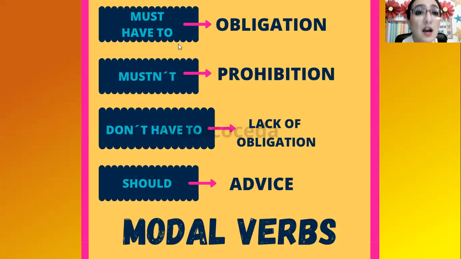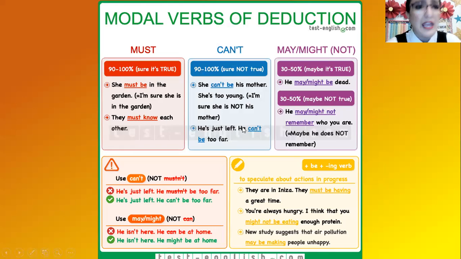Okay, must or have to. Mustn't, don't have to. I don't have to do that. No tengo que hacer esto. I have to clean my house. Tengo que limpiar mi casa, or must, okay? And this is what we were explaining.